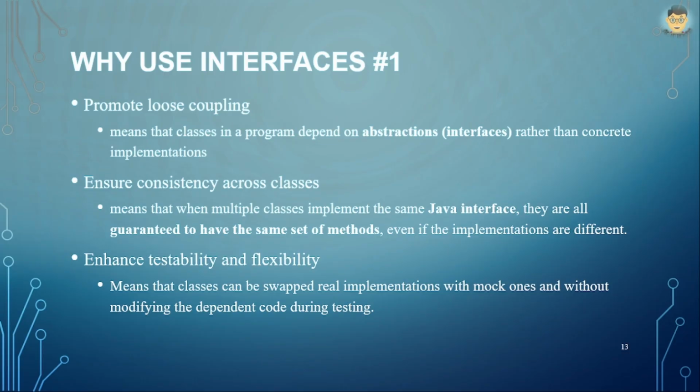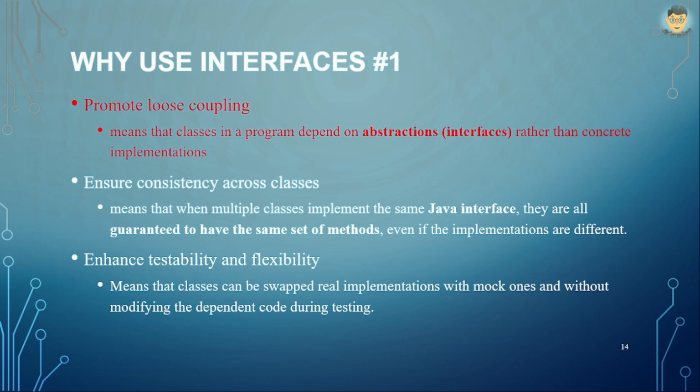In this page, I will explain 3 key benefits of using interfaces in Java: promoting loose coupling, ensuring consistency, and enhancing testability. First, interfaces promote loose coupling. This means that classes in a program depend on abstractions, in other words, interfaces, rather than concrete implementations. By doing this, we reduce direct dependencies between classes, making the system more flexible and easier to maintain.